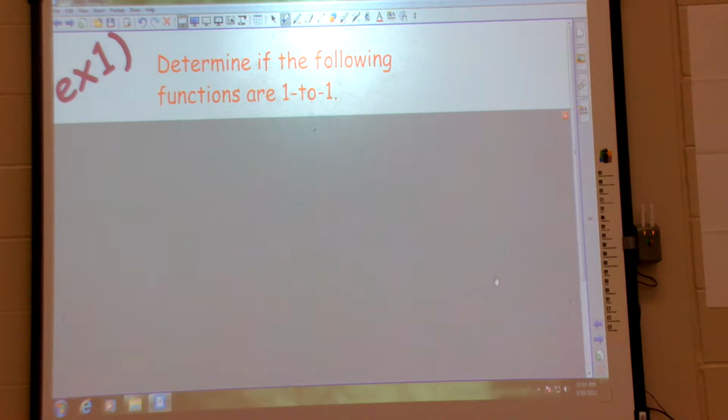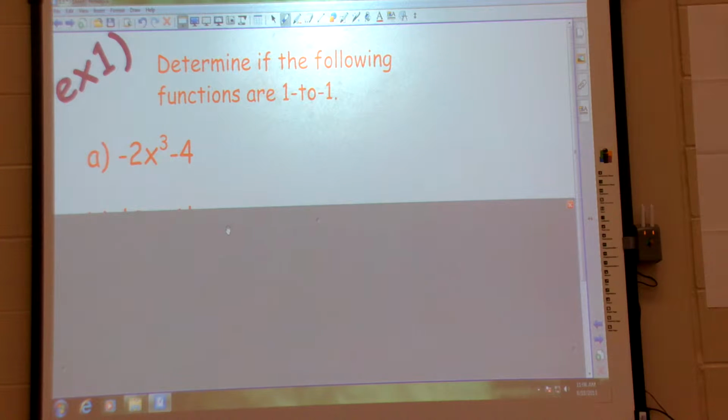We're going to determine if the following functions are one-to-one. The first few homework problems I think you have in the book tonight are problems like this. Or they may even rephrase it. I think on one section it says, determine if the function has an inverse. Well, that's saying the same thing. It has an inverse if and only if it's one-to-one. So in the book, if it says, does it have an inverse, it's pretty much asking, is it one-to-one?